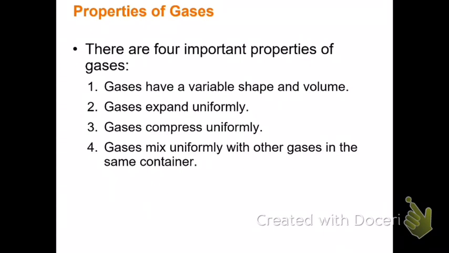Okay, so there are four important properties that you need to learn for this chapter, right? The first one is that gases have a variable shape and volume, which makes a lot of sense. If you put a gas in a container, that gas will take the shape of that container, which is actually similar to liquid. When you put a liquid in a soda can or some kind of bottle, it will take the shape of the bottle.